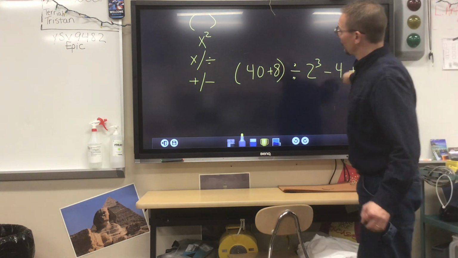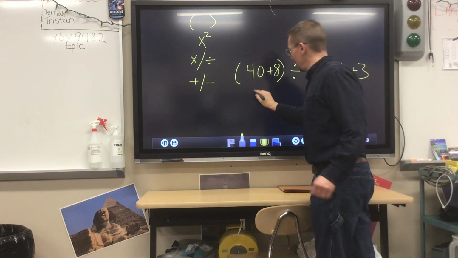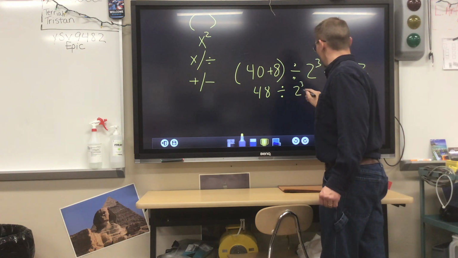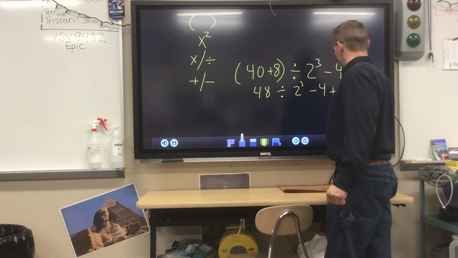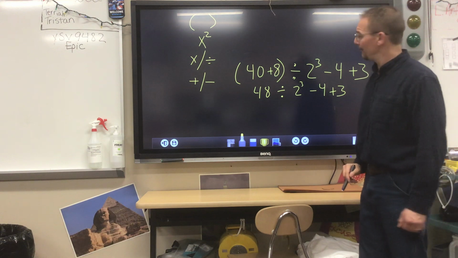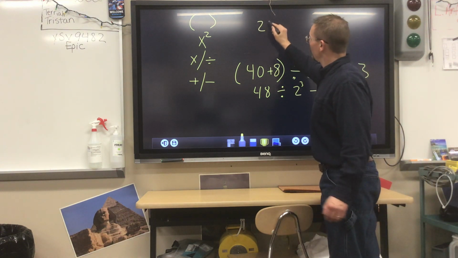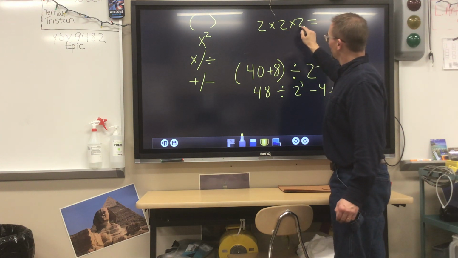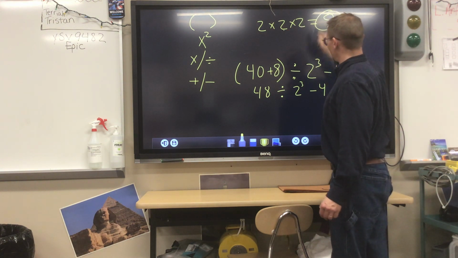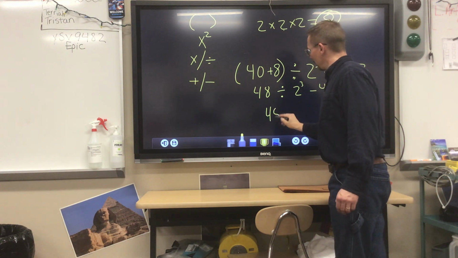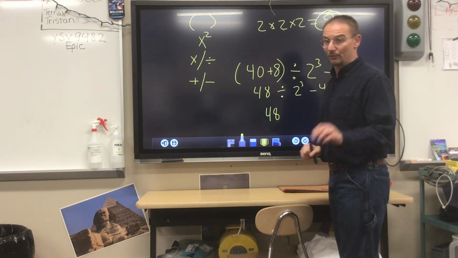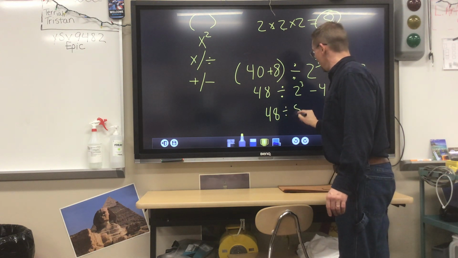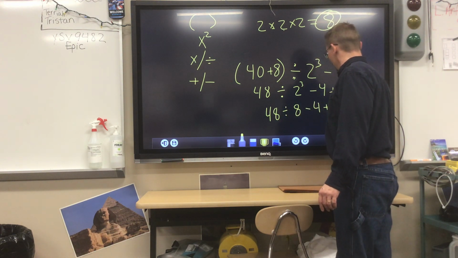So what do I got to do first? We got to do parentheses. 40 plus 8 is 48. Now I got to divide that by 2 to the 3rd minus 4 plus 3. All right, what's 2 to the 3rd? Well, 2 to the 3rd would be 2 times 2 times 2. 2 times 2 is 4, times 2 more is 8. Now I really hope when you looked at 2 to the third, you didn't say 6, because that would have been wrong. Okay, so this is 48 divided by 8 minus 4 plus 3.